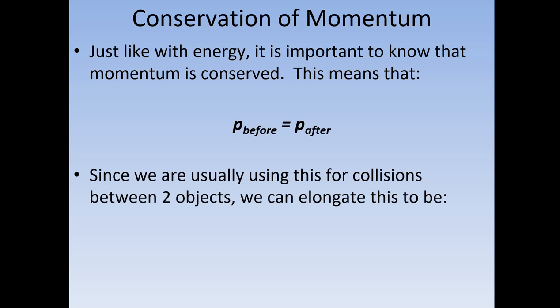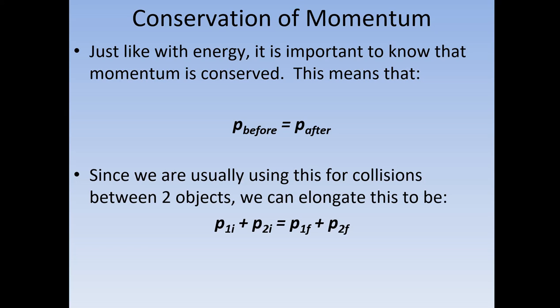Now, in our collisions in this class, we're mainly going to focus on the collisions between two objects, which means that if you recall, the equation for momentum is mass times velocity. So we have two objects before a collision and we have two objects after a collision. So that means we have an m times v for the momentum of one object, an m times v for the second object before the collision. We have an m times v for the first object afterwards, and an m times v for the second object after. So it's going to look something like this.